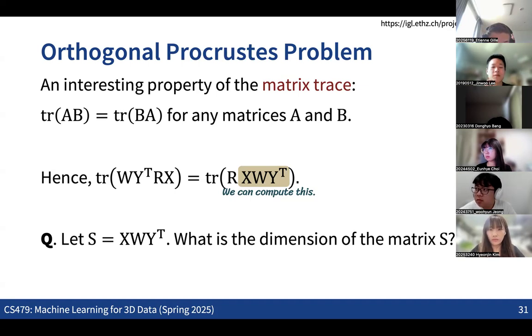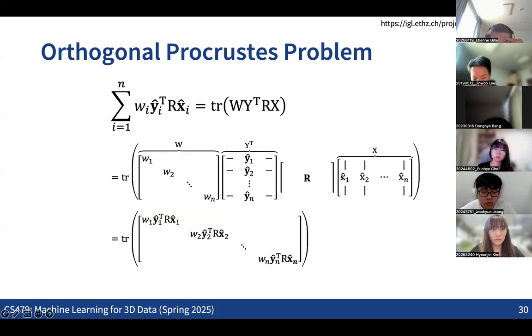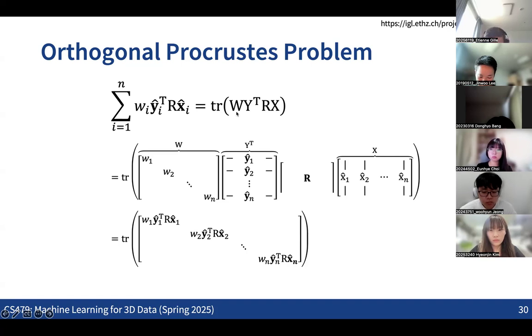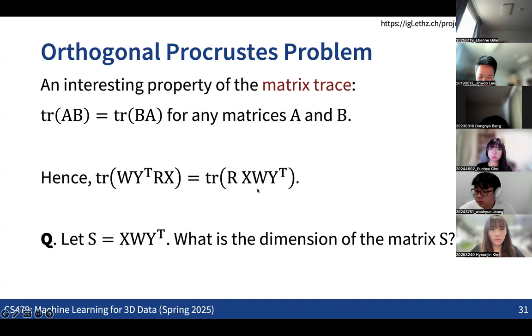So what you can see is that X was a 3 by n matrix, right? Y is also a 3 by n matrix, and W is an n by n matrix, right? So when we compute this whole matrix, it becomes an n by n matrix. It's basically a very big matrix. After we switch the order of those matrices, what you can see is that X was 3 by n, W was n by n, and Y transpose is n by 3, right? So the S matrix becomes a 3 by 3 matrix.